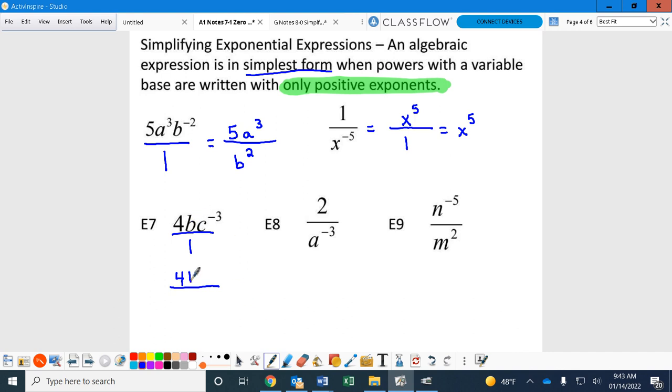Guys, what exponent is actually on that b? What exponent is on any variable when it is by itself? 1. Just like there's a 1 in front of it and there's a 1 underneath it. We just don't write all that because that would be a lot to write every time you wrote a variable. So every time you see a variable by itself, it will always have an exponent of 1. We just don't write it. And then the c is negative. It's going to need to move to the bottom. It's going to have to become c to the 3rd.